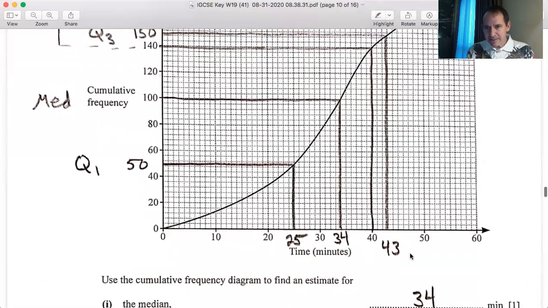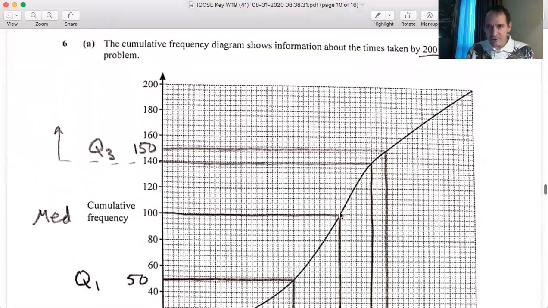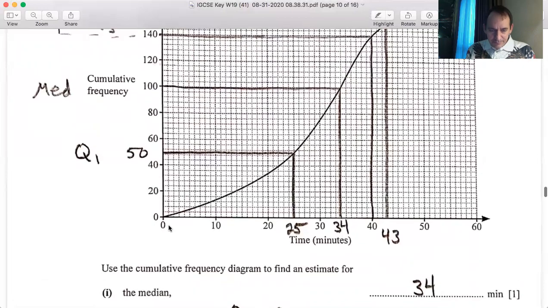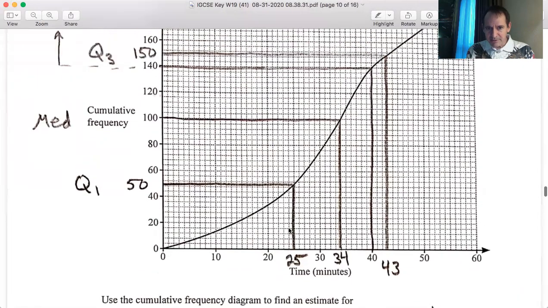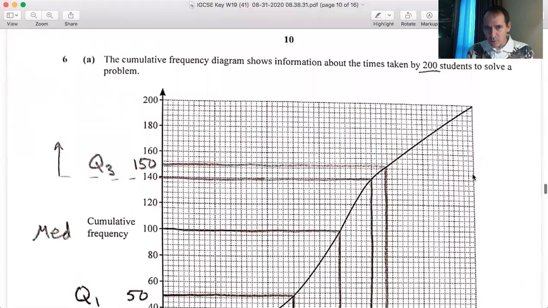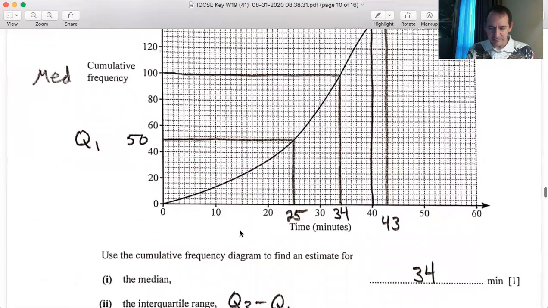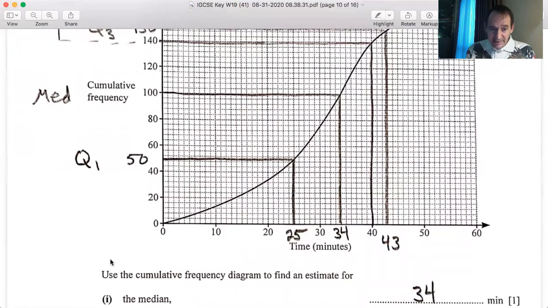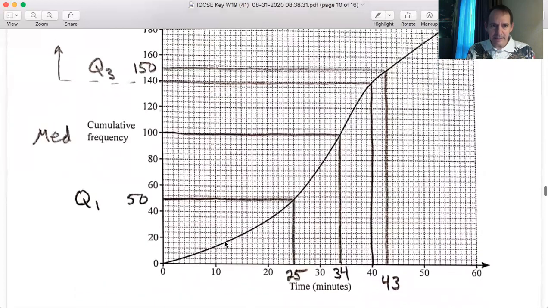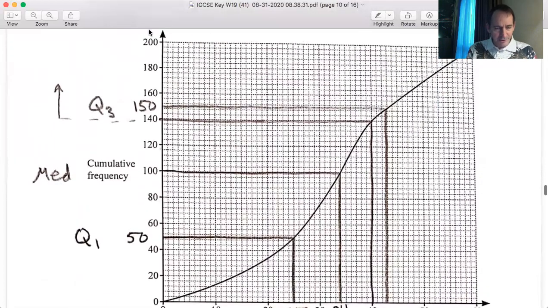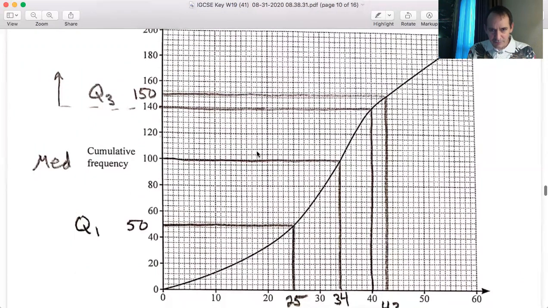So the time in minutes goes all the way from basically 0 minutes up to 1 hour of time, or 60 minutes. And it asks us to find the median. The median is halfway, so the median is the middle. The middle of 200 students would be 100. So we follow 100 over to our graph.